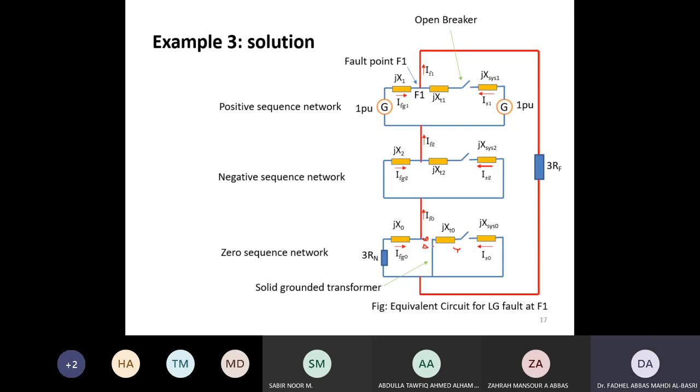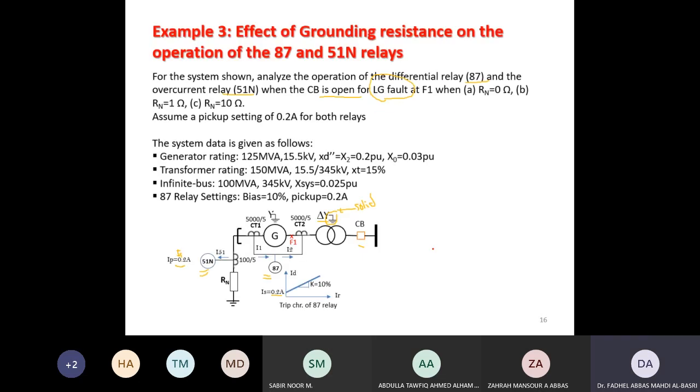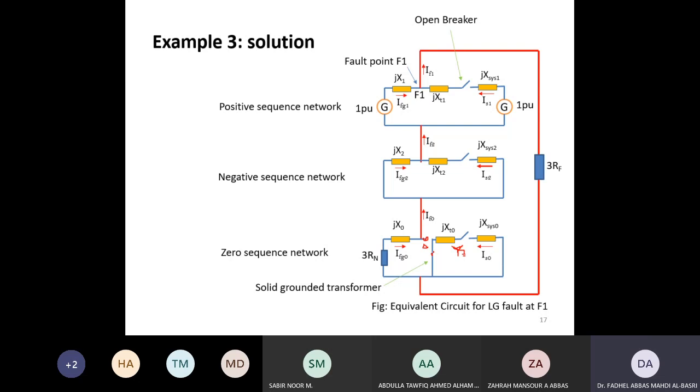The delta side is open. The star side, because it is grounded, we connect it to ground. Now, if this is grounded through a resistance, Rn, I will put it also in this place. But because it's solidly grounded, I put it here. All that I do here is just from Power Systems 1, fault analysis, or Power Systems 2, where you cover this fault analysis.